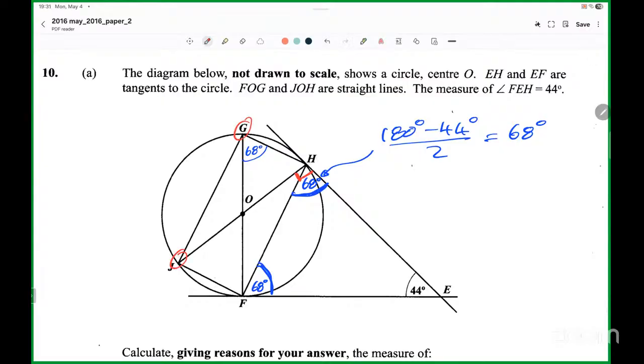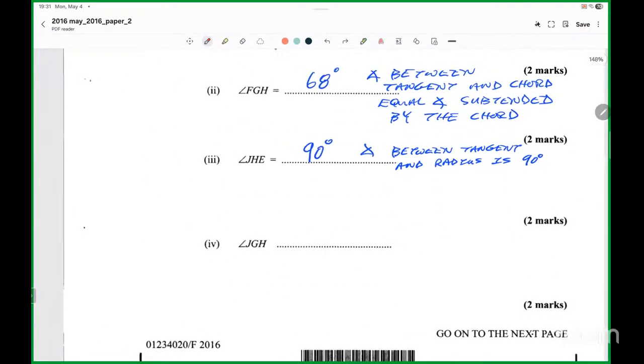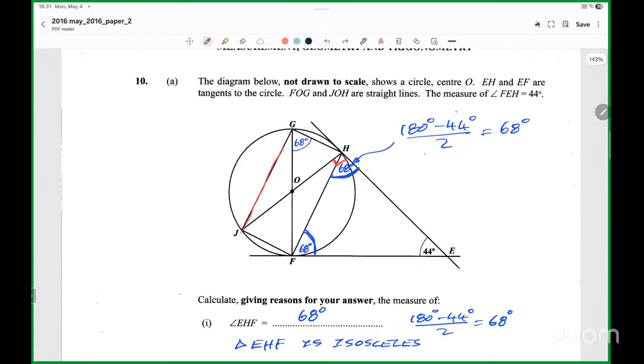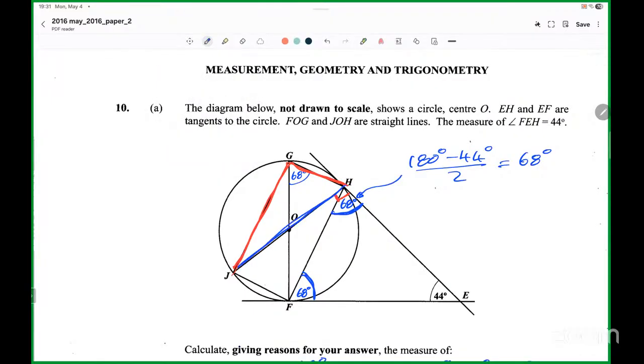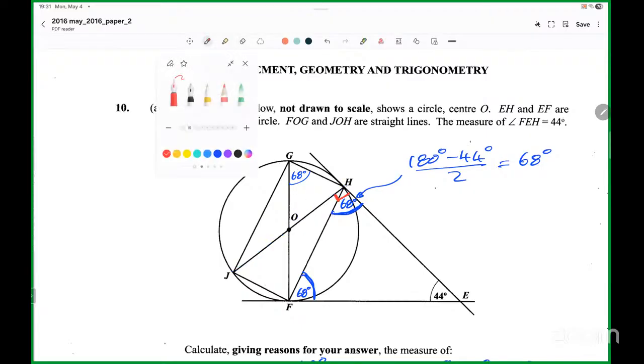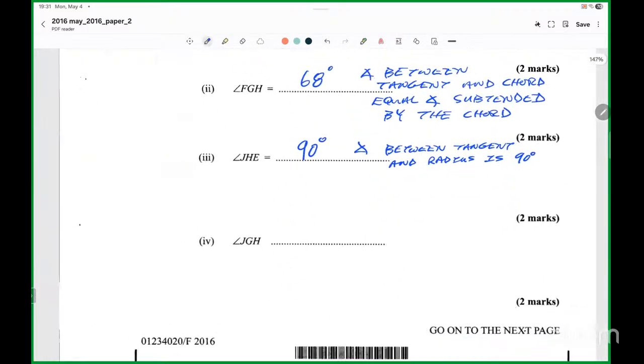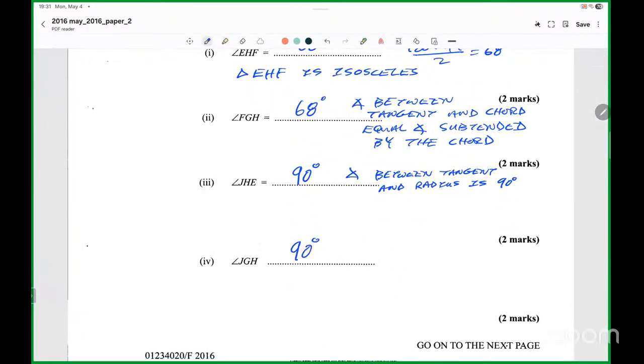JGH. That's a 92. JGH right now is subtended by this chord, this diameter, I mean. It's subtended by a diameter at 90 degrees. So that red angle up here says 90 degrees as well. Subtended by this diameter, so that angle is also 90 degrees as well. This angle is 90 degrees.